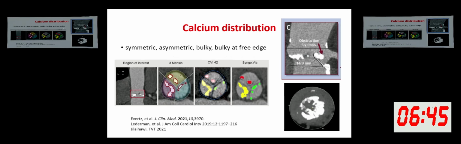So this calcium distribution is very important, whether it is symmetrical or asymmetrical calcium distribution. Symmetric at least we can accept, so that the valve will get optimized along the annulus. But if asymmetric, again it may push towards one side, and there are chances of again paravalvular leak and coronary obstructions also.